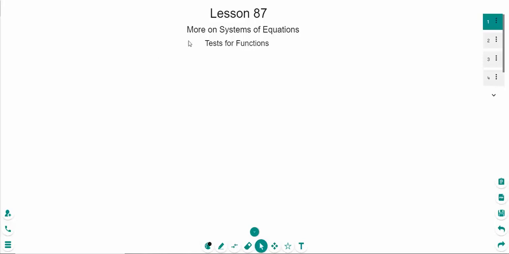Today we'll be talking about systems of equations. We'll be delving into those just a little bit more today. And then also we'll be talking about functions. And in particular, we'll be looking at a test by which we can discern if a graph is a function. So let's go ahead and get started.